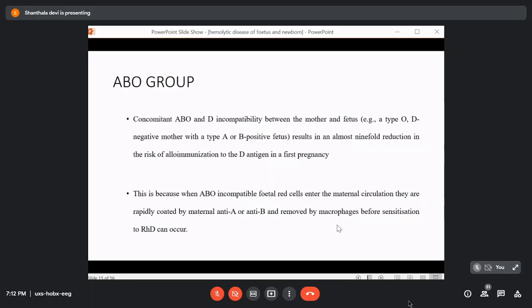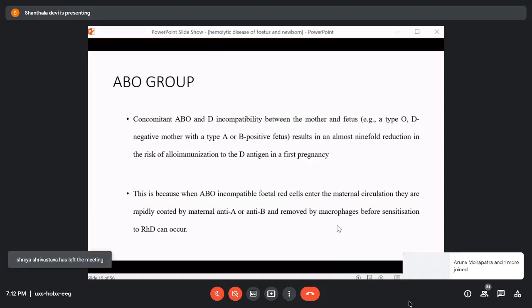The ABO group. Concomitant ABO and Rh incompatibility between the mother and fetus results in almost a 9-fold reduction in the risk, that is, if the mother is O and the baby is either A or B. This is an ABO incompatibility between the mother and fetus.